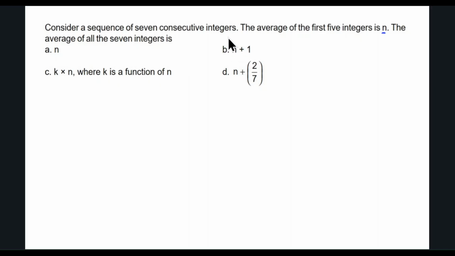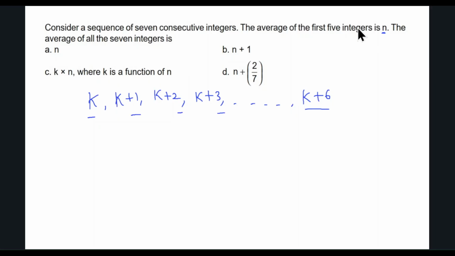But of course, if you're interested in the conventional method, let's say the first integer is k, because I don't know what the first integer is. But I know that all the integers are consecutive in nature. So the other integers will look like k plus 1, k plus 2, k plus 3, and so on till k plus 6, right? So this is 1, 2, 3, 4, 5, 6, and 7, 7 integers.